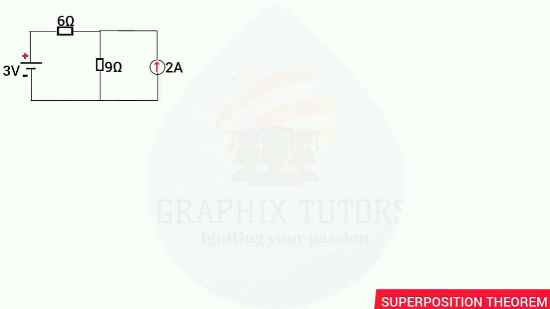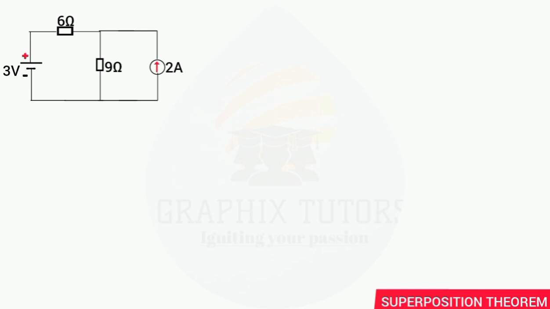And the two elements here that provide energy in form of current into the circuit are the 3-volt voltage source and the 2 ampere current source. Remember, this current source is an independent current source, and the direction of the arrow is telling us it's flowing in this direction. Now we have two passive elements here, which are the resistors. One of the resistors has a resistance of 6 ohms, and the other has a resistance of 9 ohms.